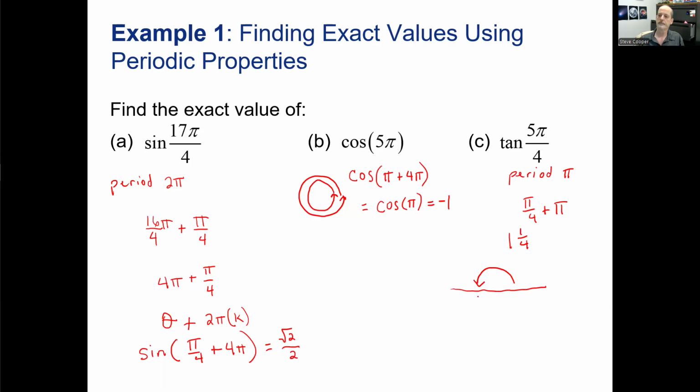So the tangent is going to be the same as the tangent of pi over 4. And on our unit circle, the tangent of pi over 4 is equal to 1. Okay, so this is a good example to discuss, just real quick, what's going on there.